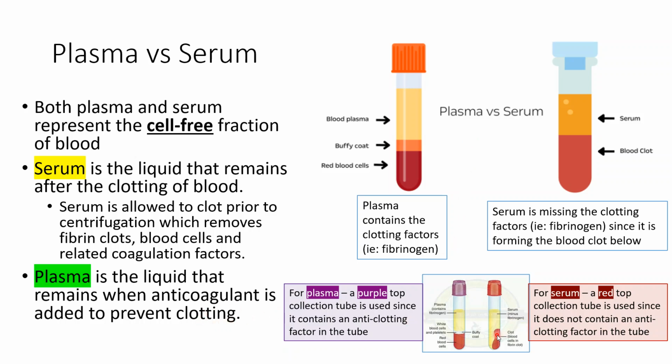You don't have to know about the different tops. I just thought it was kind of cool if you're into it, or if you've been a phlebotomist, that might make some sense. But anyway, the only thing you need to know is serum is missing fibrinogen, plasma has it.